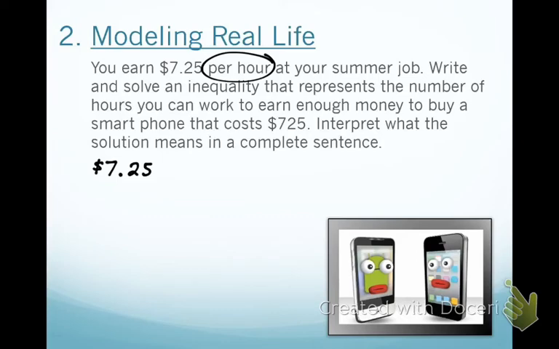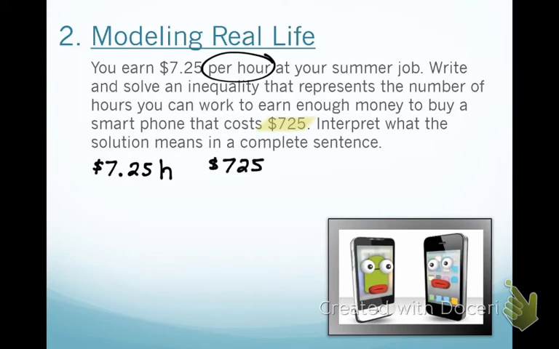So how would I write in here, since we don't know how many hours it is yet, what would I put there that I need to do? Ellie, what do you think? I'm going to put a variable. Very good. Okay, so we're going to multiply it times something. I'll say times H because it's per hour. Then, what is the dollar amount that we are trying to earn, class? We need to earn $725. So that's going to be what I write over here. That's going to be my final answer.